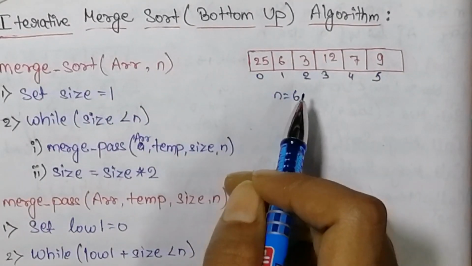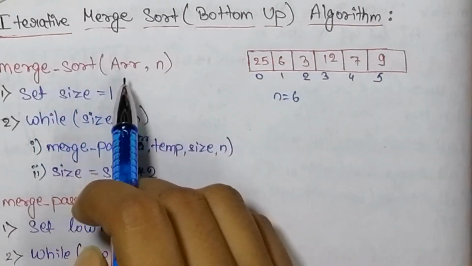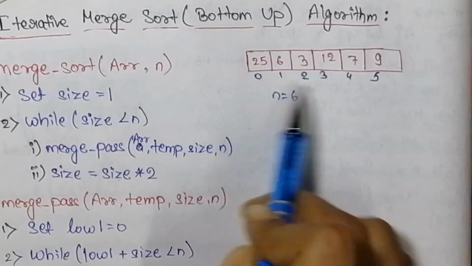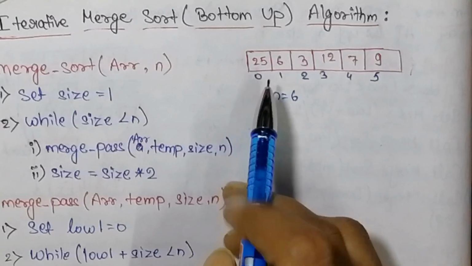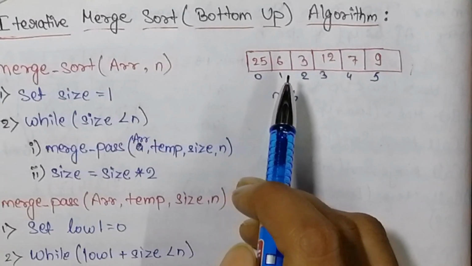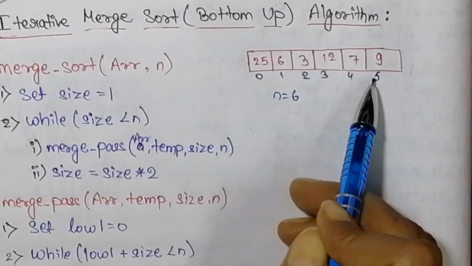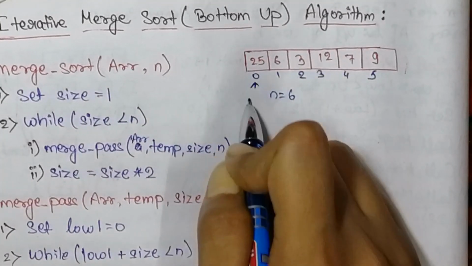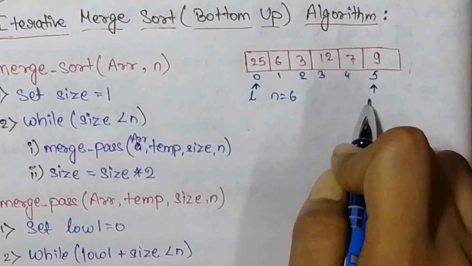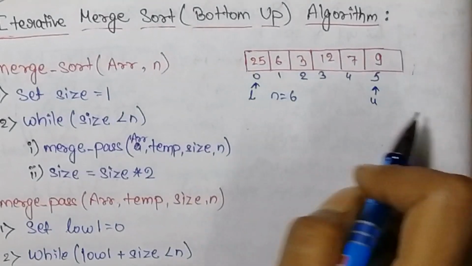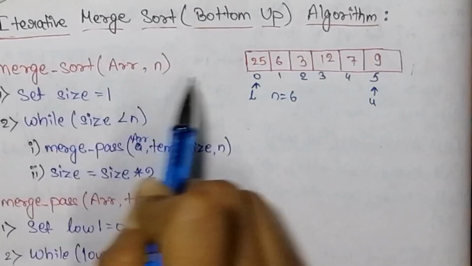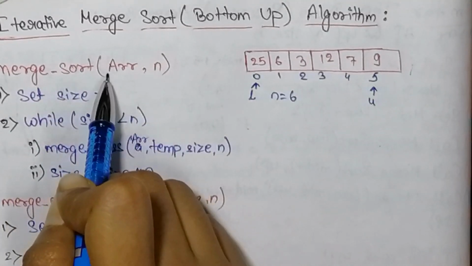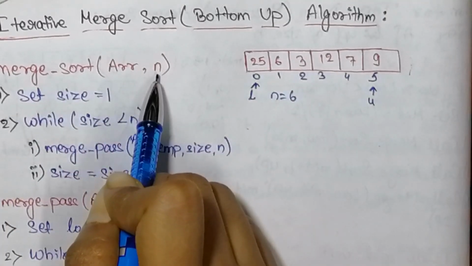To understand this iterative merge sort algorithm, let's consider this simple example. We need to sort this array in ascending order using merge sort. Here there are 6 elements, so n equals 6. The lower bound is 0 and the upper bound is 5. So we will start by calling this function merge sort, which takes as arguments the array and the size of the array.